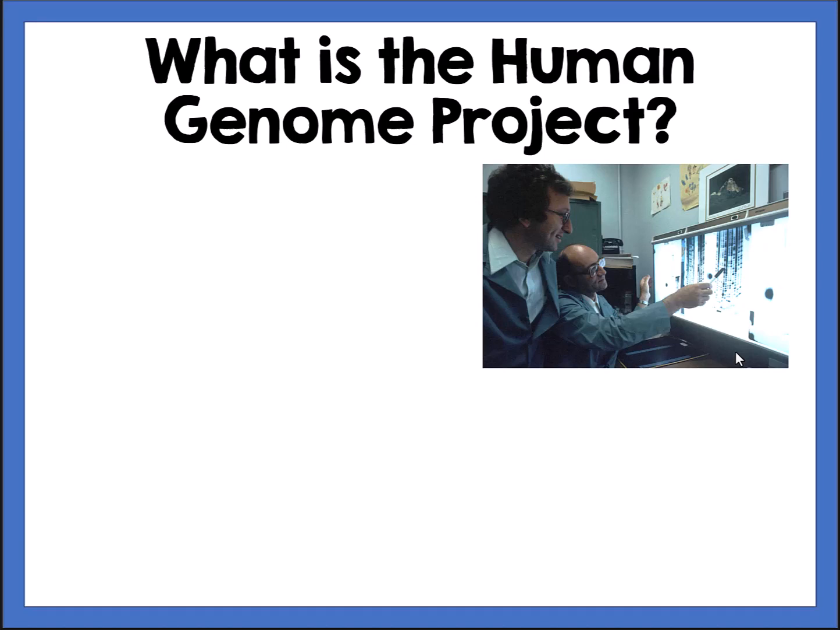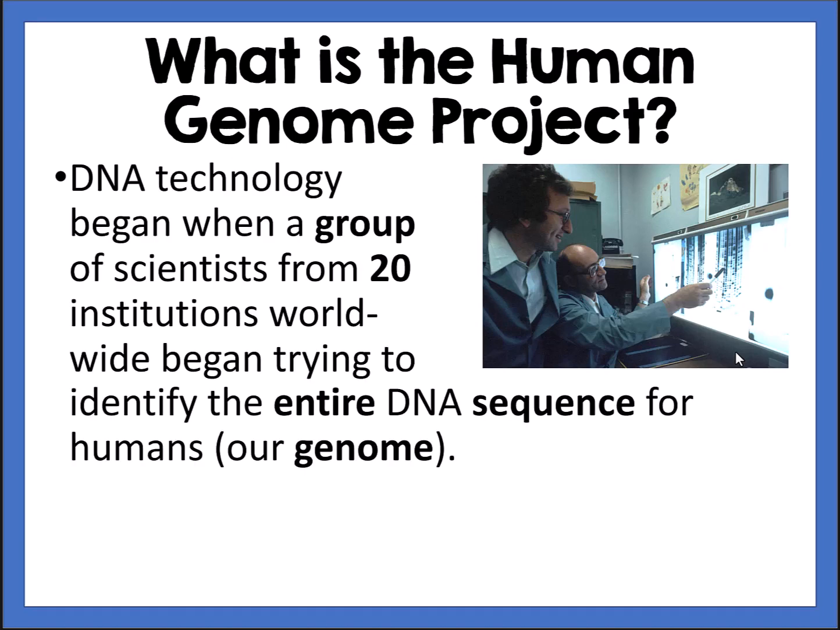What is the Human Genome Project? DNA technology began when a group of scientists from 20 institutions worldwide began trying to identify the entire DNA sequence for humans, which is called our genome. The goal here, after we determined that DNA was the genetic information of life, and then we determined what the structure was for DNA and how it was used, scientists assumed that they would be able to figure out what every gene in the human genome coded for, and then from there we could work backwards.